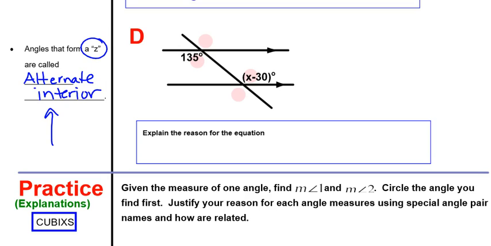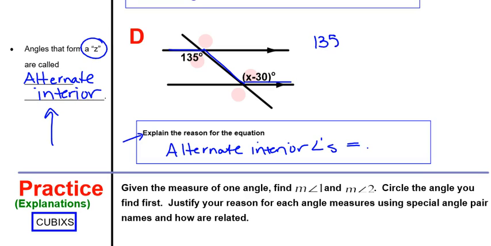Those are the alternate interior angles. And those guys right there are always going to be equal. So what is our explanation for our equation? We write alternate interior angles equal. We write 135 equal to x minus 30.